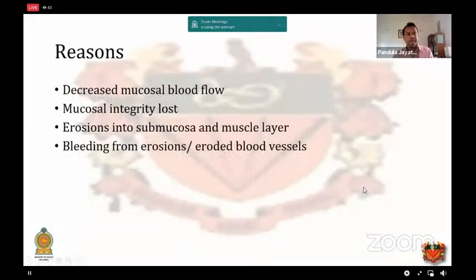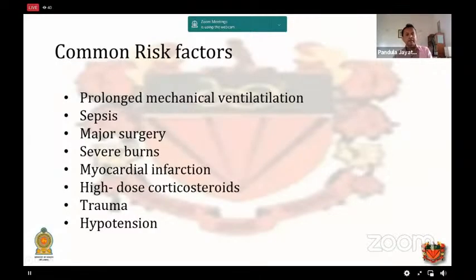So why are they at risk? Because they have decreased mucosal blood flow, and then mucosal integrity will be lost, and then erosions of the submucosa and muscle layer, bleeding from the erosion, and then you can get blood vessel erosion. So what are the risk factors? Prolonged mechanical ventilation, sepsis, major surgery, severe burns, myocardial infarction, high dose corticosteroids, trauma, hypotension. There are many risk factors in patients who are in the intensive care unit.